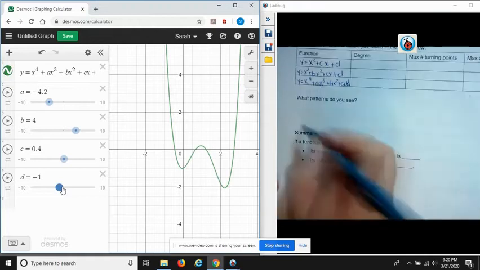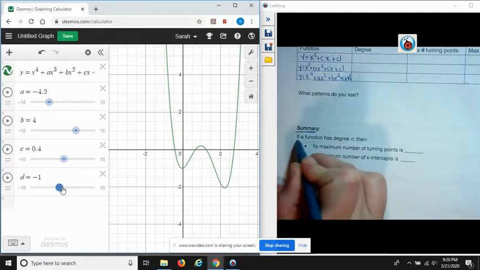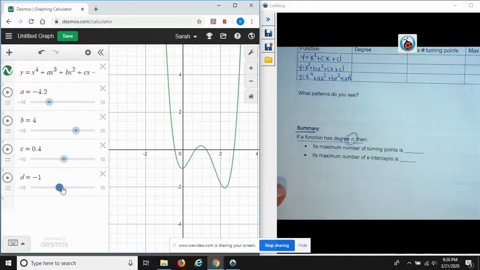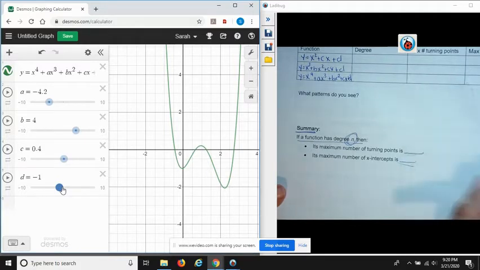And then this summary is a little bit of an extension. It asks you to imagine if a polynomial has an n degree, what the maximum number of turning points is and what the maximum number of x-intercepts is. So try to do the best you can there.